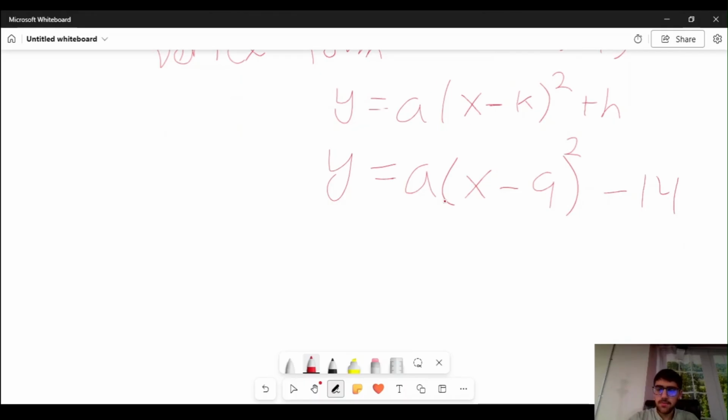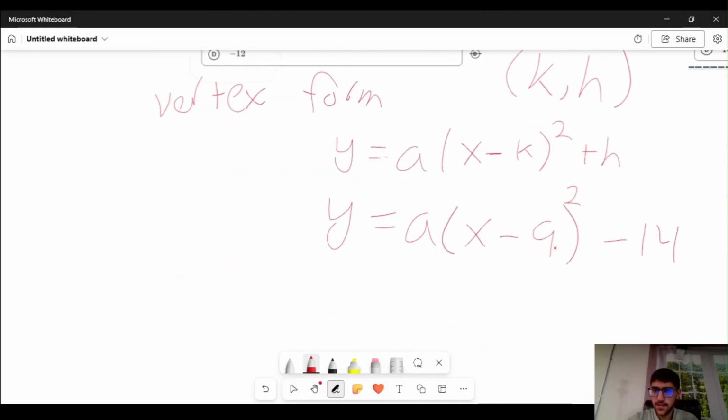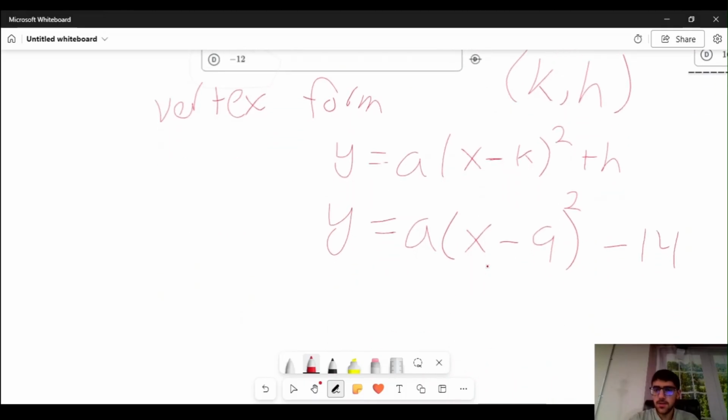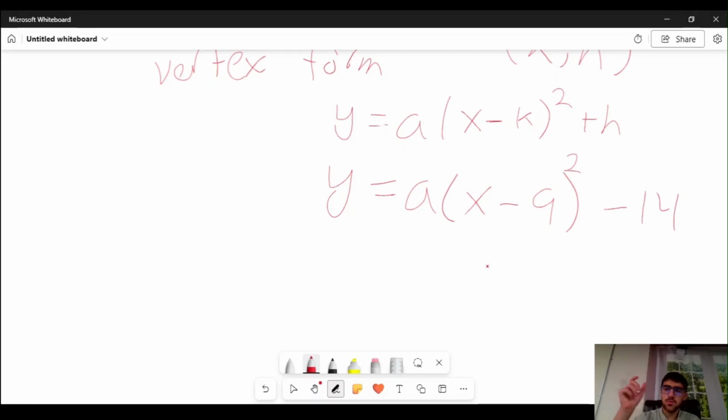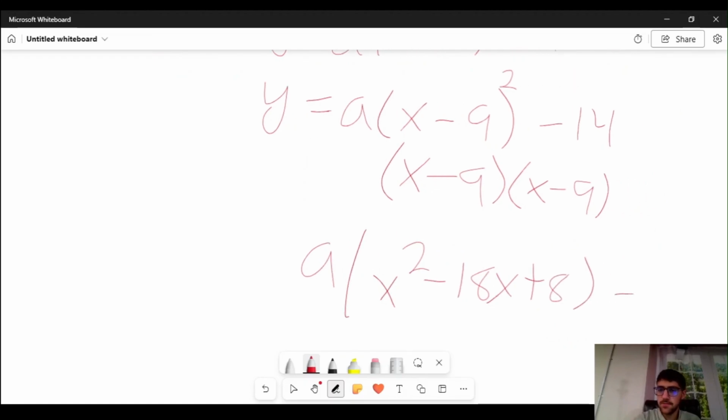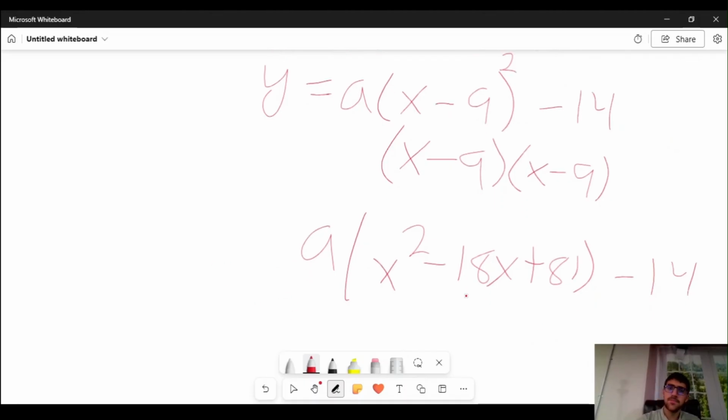So basically what you do, you just simplify. Like you can see here, ax squared plus bx plus c, you basically simplify and combine all like terms. So I'm just going to start with (x minus 9) squared and multiply that. So this is equivalent to (x minus 9) times (x minus 9). And so then it would be a times (x squared minus 18x plus 81), and remember, this is all being multiplied by a, then minus 14. I can't combine the 81 and 14 because I have a being multiplied here first.